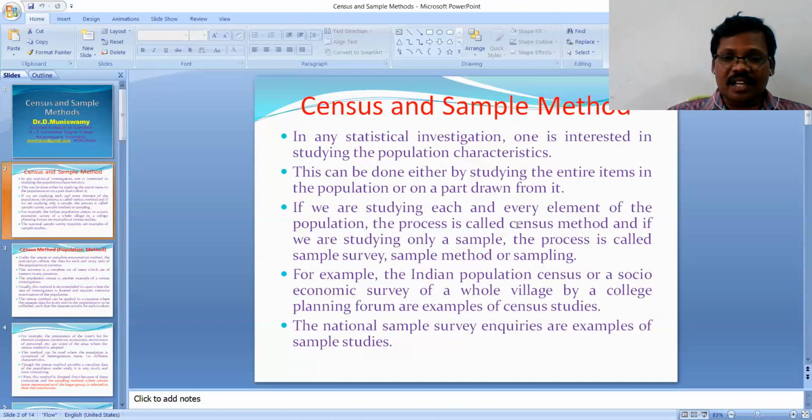The National Sample Survey inquiries are examples of sample studies. When the NSSO, the National Sample Survey Organization, is collecting data related to poverty, for example, the survey will take information from selected people.